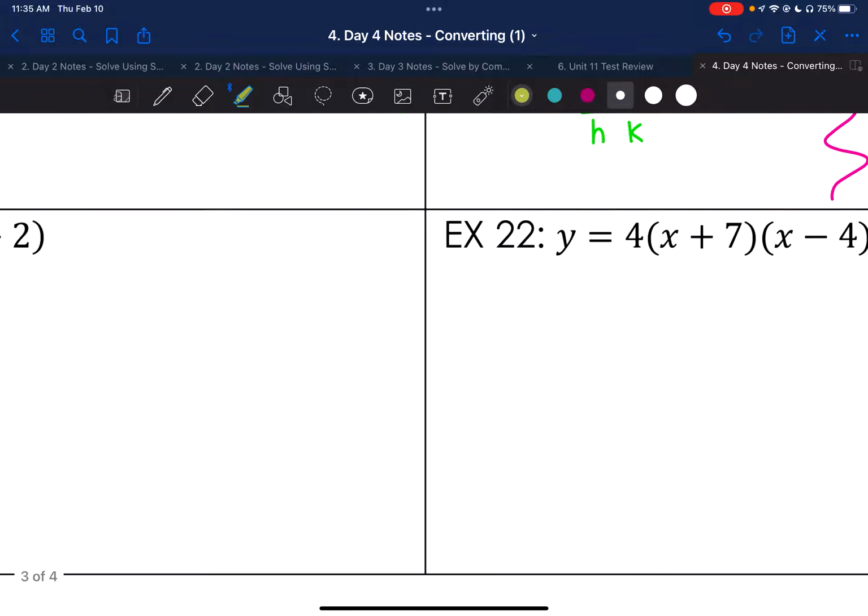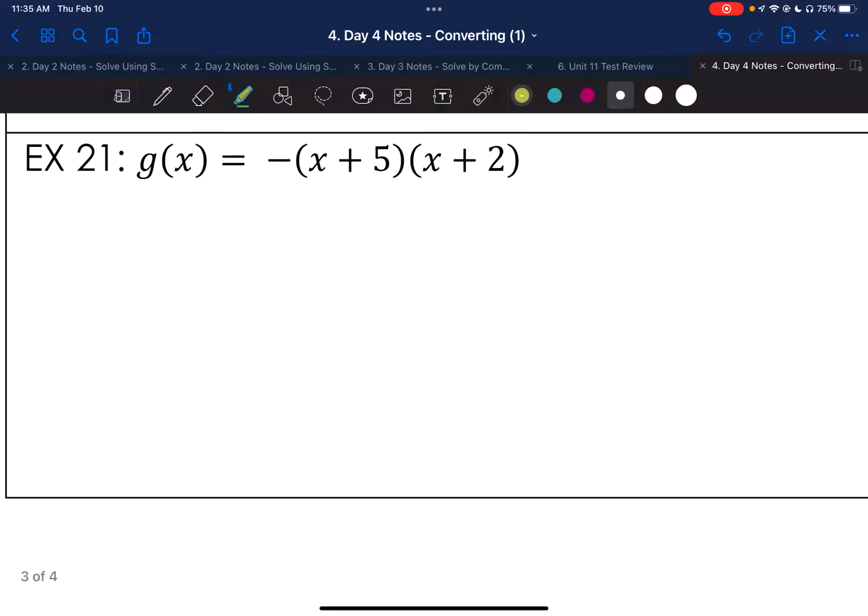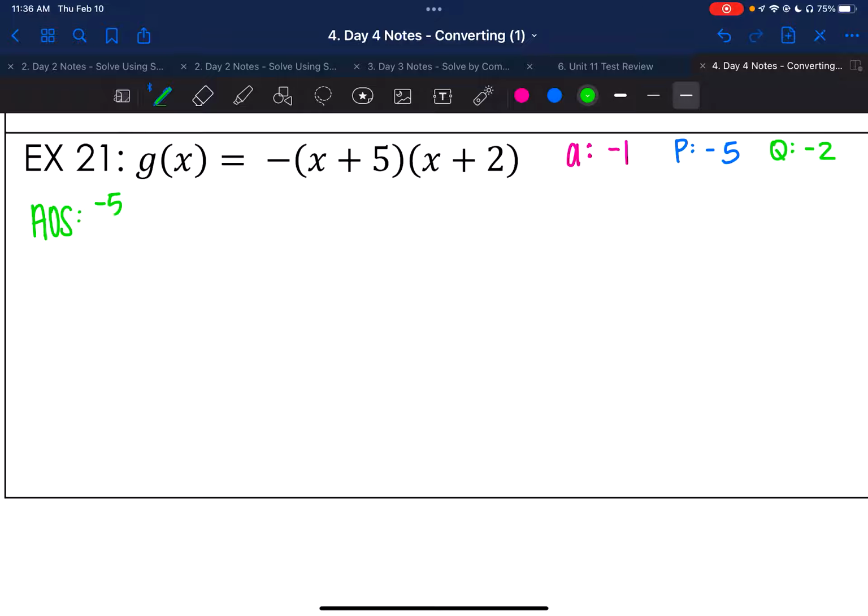All right, next is example 21. We'll start off by identifying my a value, which is negative 1, my p value, which is negative 5, and my q value of negative 2. And then we'll find our axis of symmetry, which is my p value plus my q value over 2, which gives me negative 7 over 2. We'll plug that into my equation to find my y value.